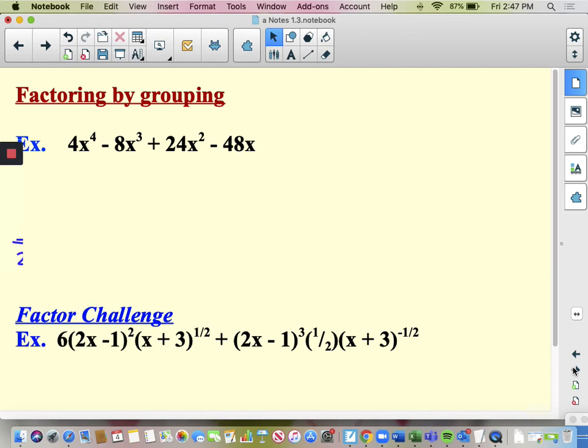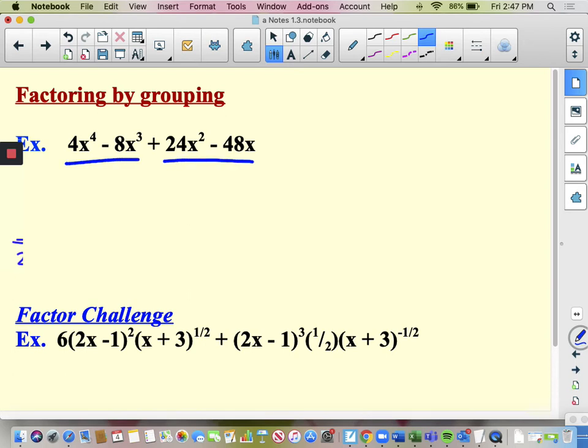Okay, and what you do is, and you can rearrange them if you need to, but if I group the first two terms together and I group the second two terms together and kind of separate them momentarily. So look at the first two terms. What can you factor out of 4x to the fourth and 8x cubed? Well, I can factor out a 4, and I can factor out an x cubed. Okay, so do that. That leaves us with x minus 2. Okay, what can you factor out of the second grouping? Well, what can I take out of 24 and 48? I can take out a 24. X squared and x, I can take out an x, and then I'm going to do that. So that will leave me with x minus 2.